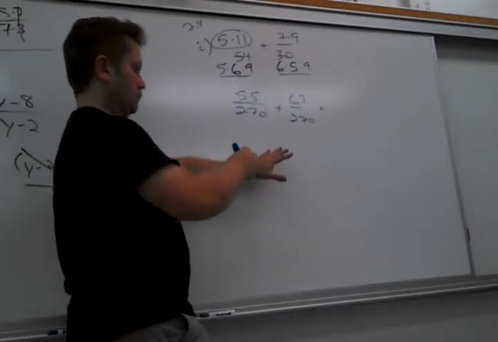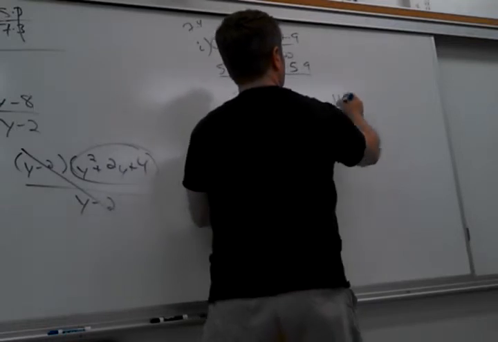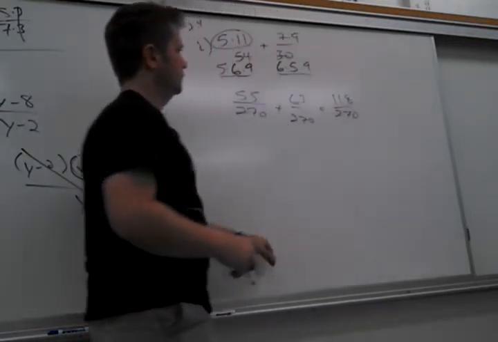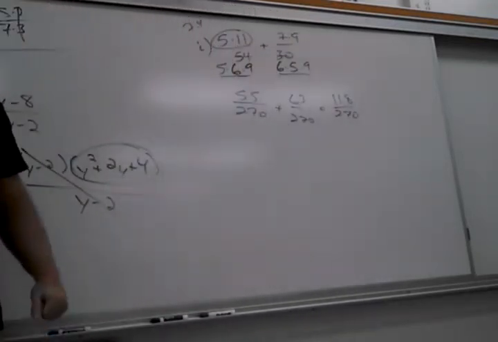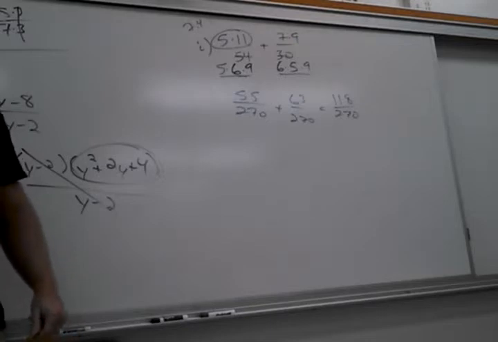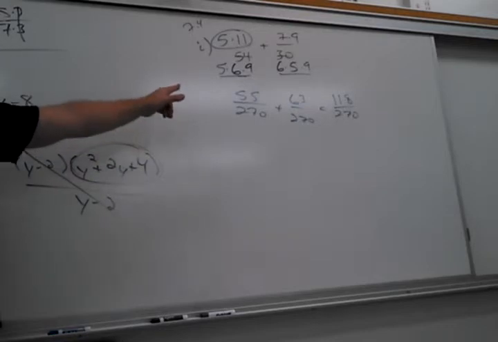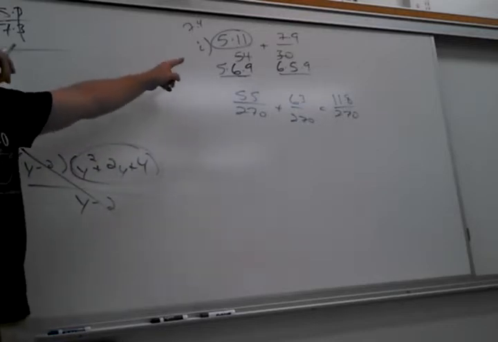Plus 60 is 118. 118 over 270. Which you can at least reduce by doing what? Divided by 2. Yeah, they're both even, so you can divide by 2. How are we doing so far? Are we good? Yeah. I really like to show that.